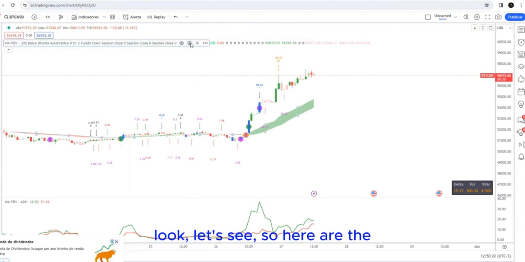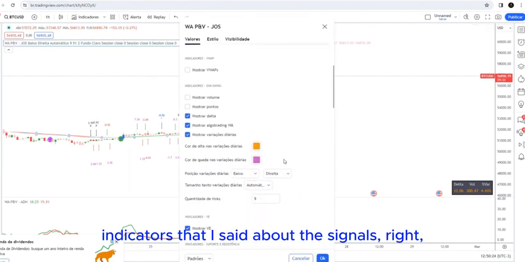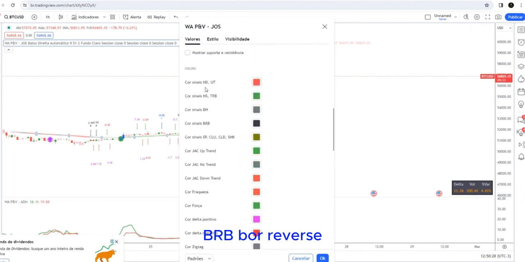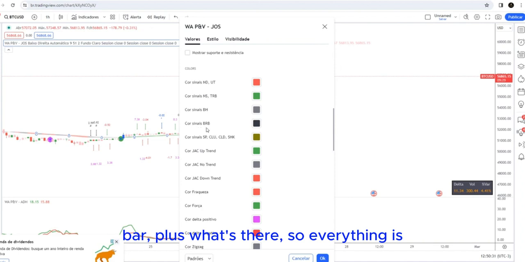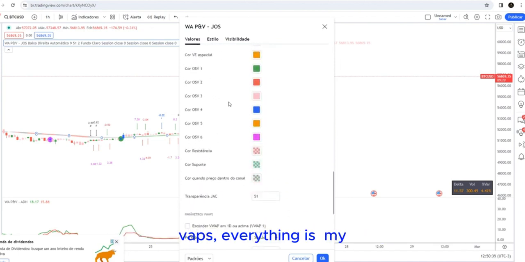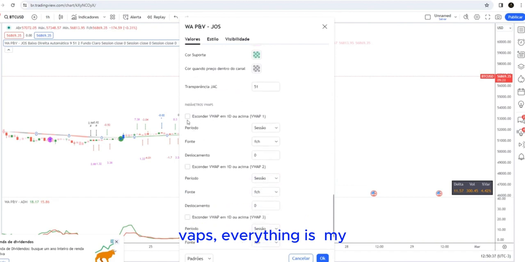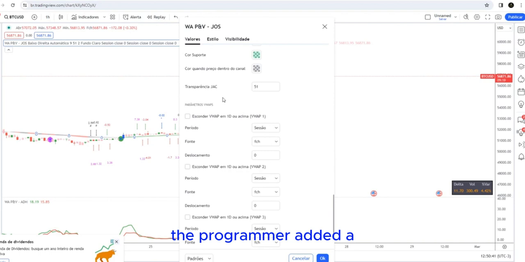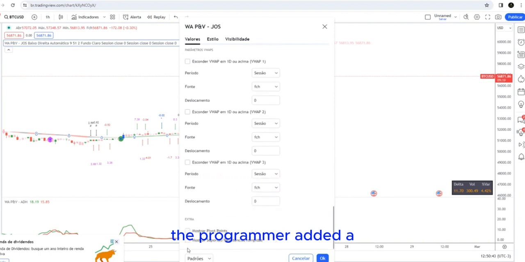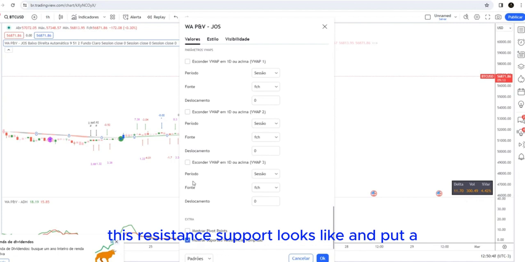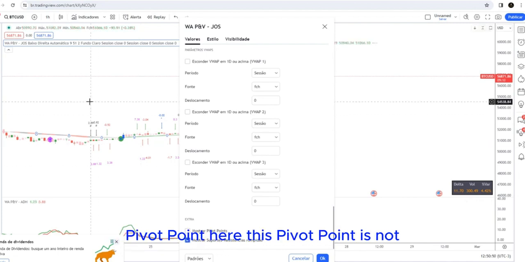Let's look. So here are the indicators that I mentioned about the signals, right? BRB, burrow, reverse bar, plus what's there. So everything is configurable here. Like I said about the VAPs, the weekly and monthly are configurable. I don't think it has one, and here resistance and support. Let's also see what this resistance support looks like and put a pivot point here.